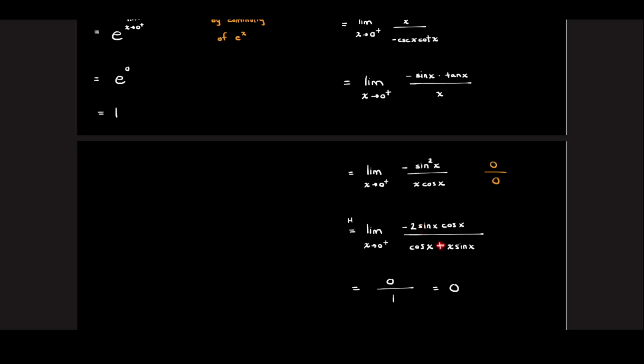Then plus, keep the first function the same, and multiply by the derivative of cosine, which is minus sine. And that's why I have the minus sign over here. Now let's try to evaluate the limit once again.